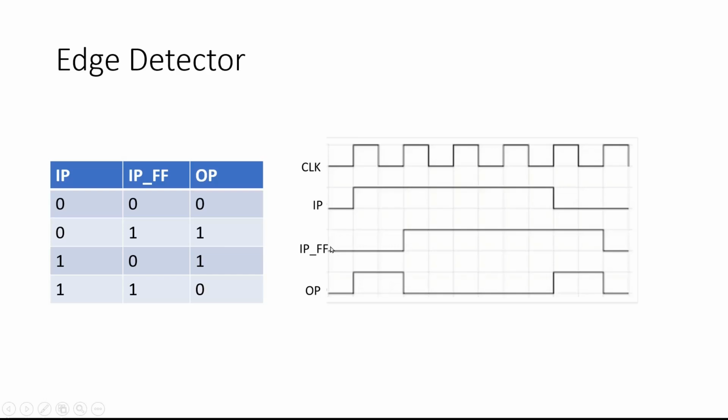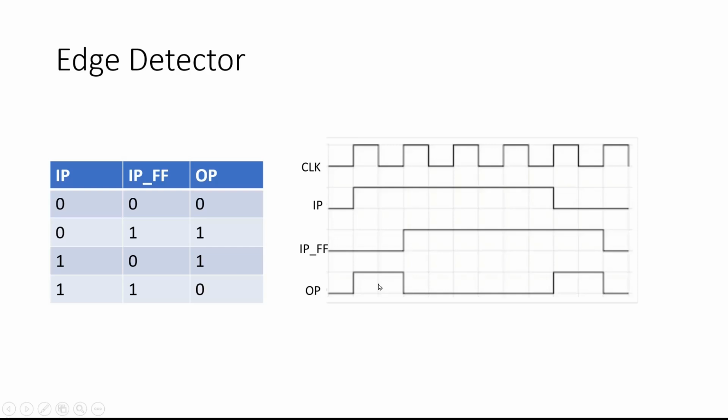See, when IP and IP_FF both are 0, output is 0. Now the other case, when IP is 0, IP_FF is 1, output is 1. When IP is 1, IP_FF is 0, output is 1. When IP and IP_FF both are 1, output is 0. So this clearly shows that this is an implementation of an XOR gate. If you put an XOR gate between IP and IP_FF, you will get your output.